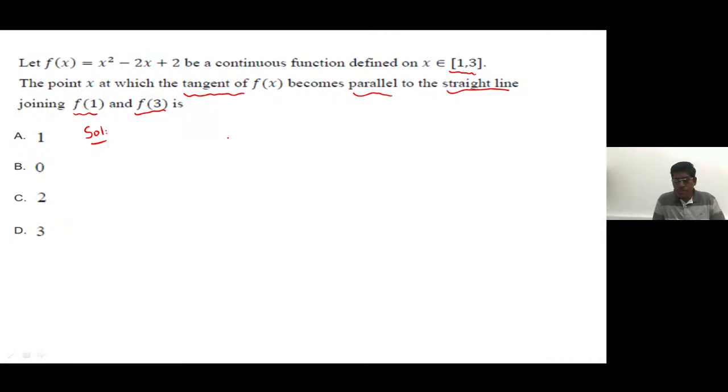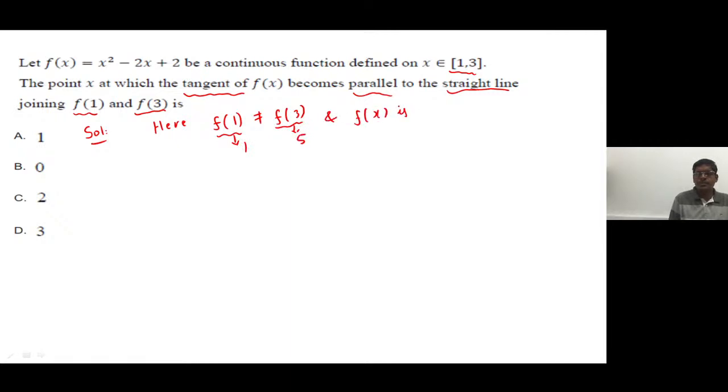There are two types of mean value theorems we have studied in BTech: Rolle's mean value theorem and Lagrange's mean value theorem. Do you remember that geometrical interpretation? Here f(1) is not equal to f(3). f(1) value 1, f(3) value 5, and f(x) is clearly given as continuous and differentiable, its derivative exists.